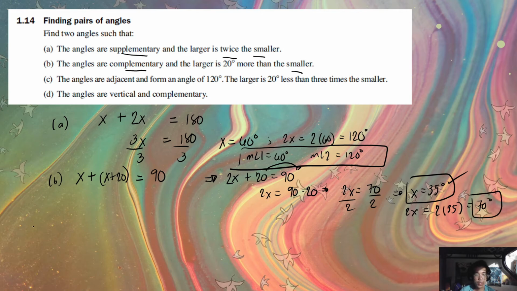For the third one, let's try to answer this one. For letter C, we have the angles are adjacent, and they form an angle of 120 degrees. What do we mean when we have adjacent angles, grade 8 students? From the word adjacent, both of those angles are next to each other. So imagine the angle addition postulate. If you have adjacent angles, you just have to add. For this problem, the angles are adjacent and the sum of the angles is 120 degrees. So we can write here on the right side of the equation 120.